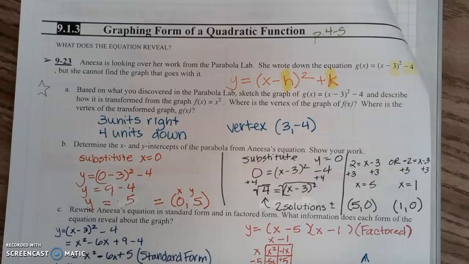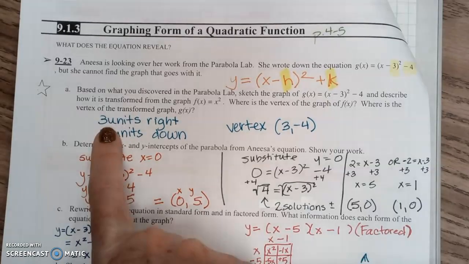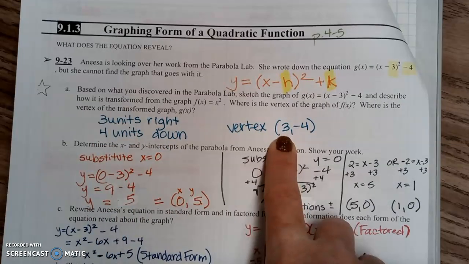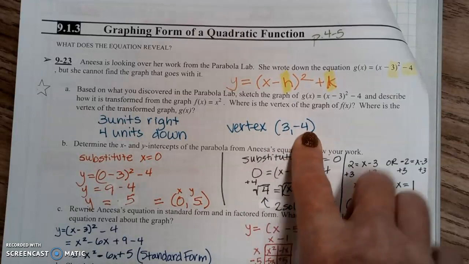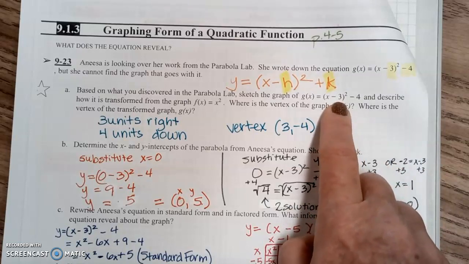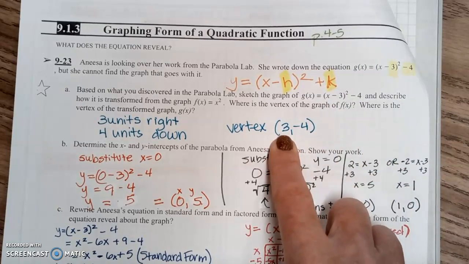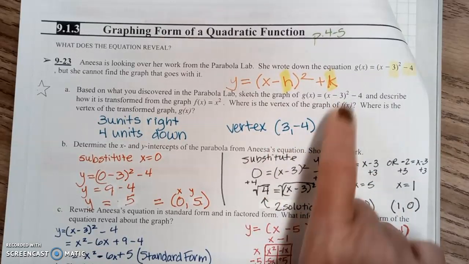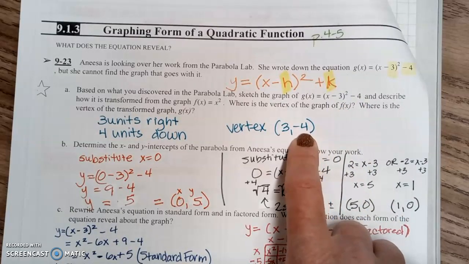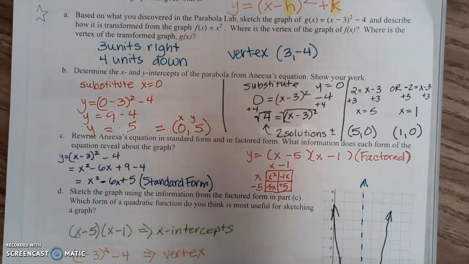So, if we change our parent graph to (x minus 3) squared minus 4, it's going to take our vertex and move our vertex 3 units right and 4 units down. That puts our vertex at (3, negative 4). We get those numbers straight from that equation. Where that 3 is, that's going to be the x value of our vertex. And where that negative 4 is at, that's going to be the y coordinate of our vertex. Any questions on part A?